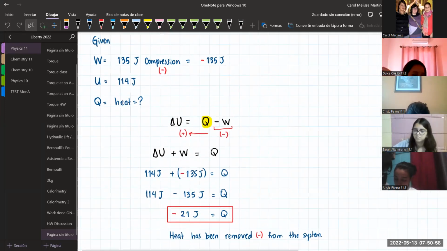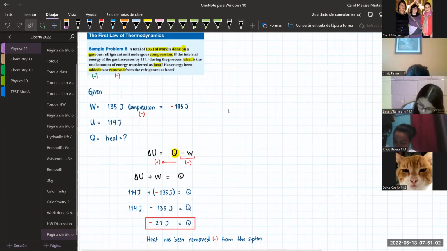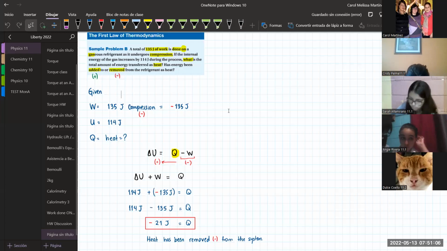And as you can see, the application is very simple. Now, thermodynamics is not this simple at all, okay? It's a lot more complex than that, but your book has very simple exercises.